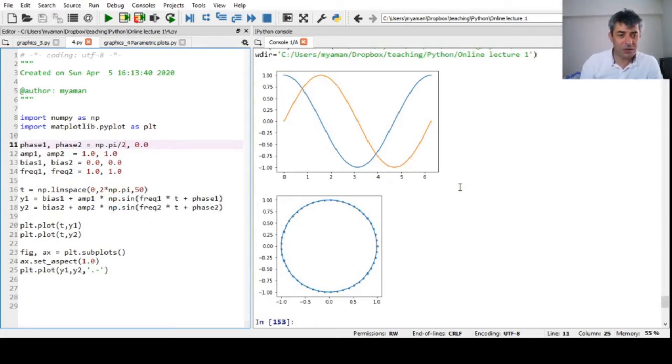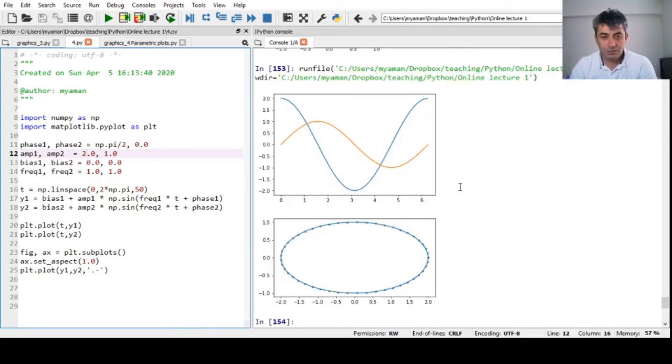How about we change the amplitude? In which way does it affect the plot? So let's make the amplitude of the first wave twice as large, and then run it. Okay, so here is your first wave, with twice the amplitude. And remember, I put the first one on the x-axis. So this is an ellipse that has the major axis twice the minor axis.